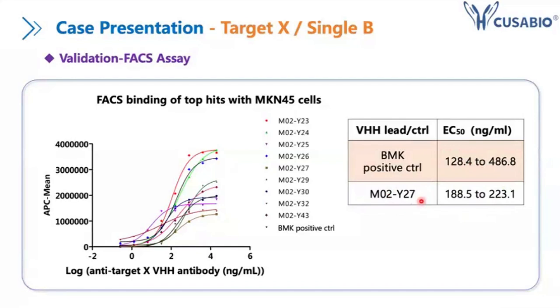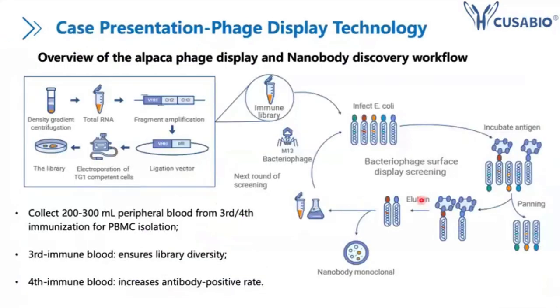This is the case that I showed you of how we find the nanobody, the VHH lead, with our single B platform. But as I showed you in the introduction, the nanobody can also be discovered with the help of phage display technology. So we also have this technology, and I will present a case today of how we use phage display to also find nanobodies.